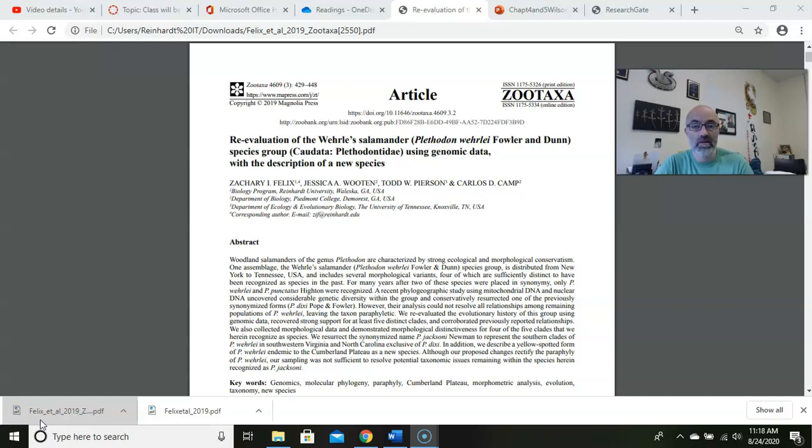Some parts of the paper, honestly, I don't really understand well, even though I'm a first author on it. That's why we collaborate with people. My colleagues, Jessica Wooten, who's at Piedmont, and Todd Pearson, who's now down at Kennesaw, did a lot of the lab type of work here. Carlos is kind of old school biologist. He understands the lab stuff, but he's really been involved with a lot of these species descriptions.